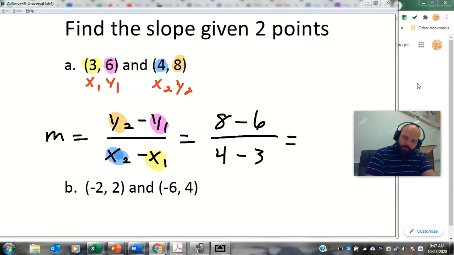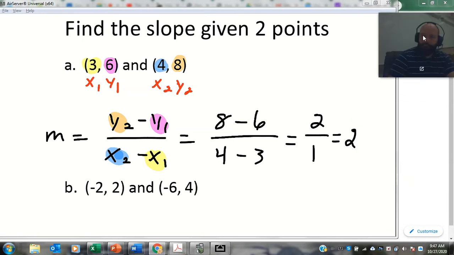The next thing we're going to do is simply simplify. So we have 8 minus 6, which is 2. 4 minus 3 is 1. 2 divided by 1 is 2. So our slope is 2. Now, what does that mean? Well, it means the line will go up 2. The rise is on top, the run's on the bottom. The line will go up 2 units for every 1 unit that it goes over.